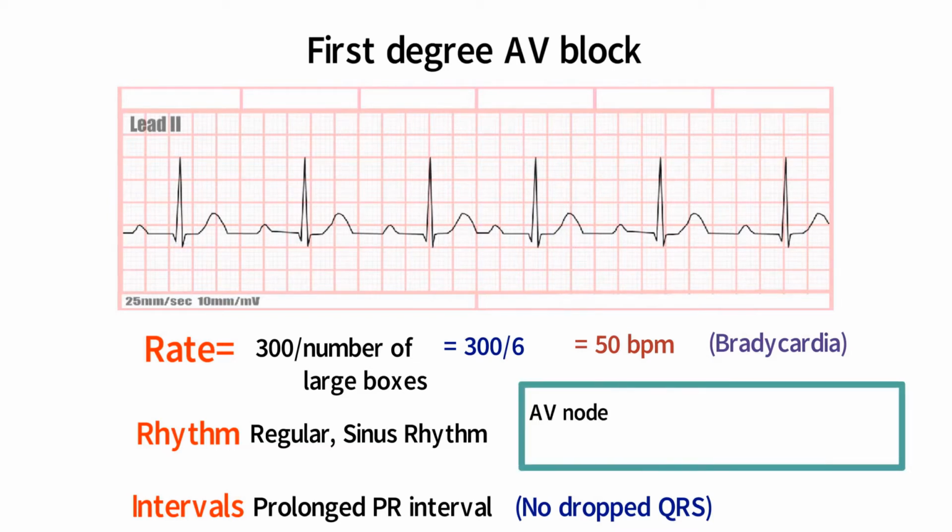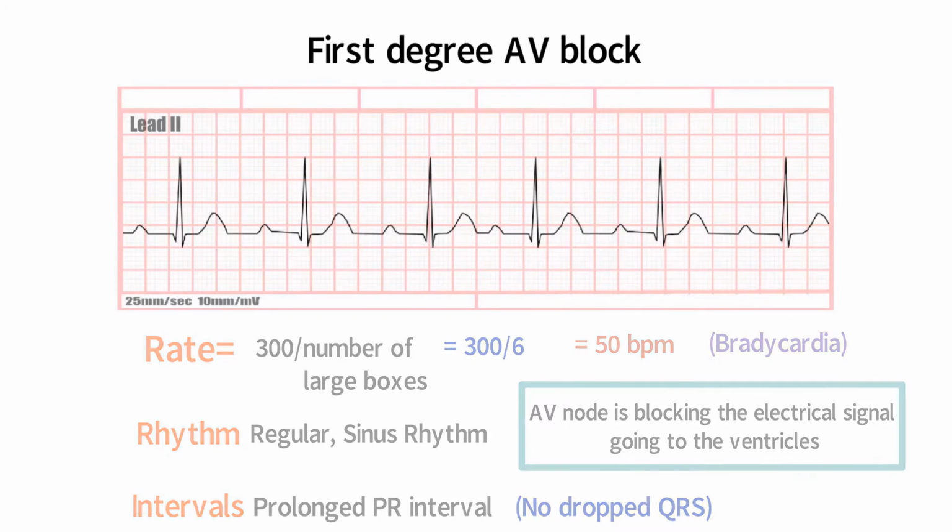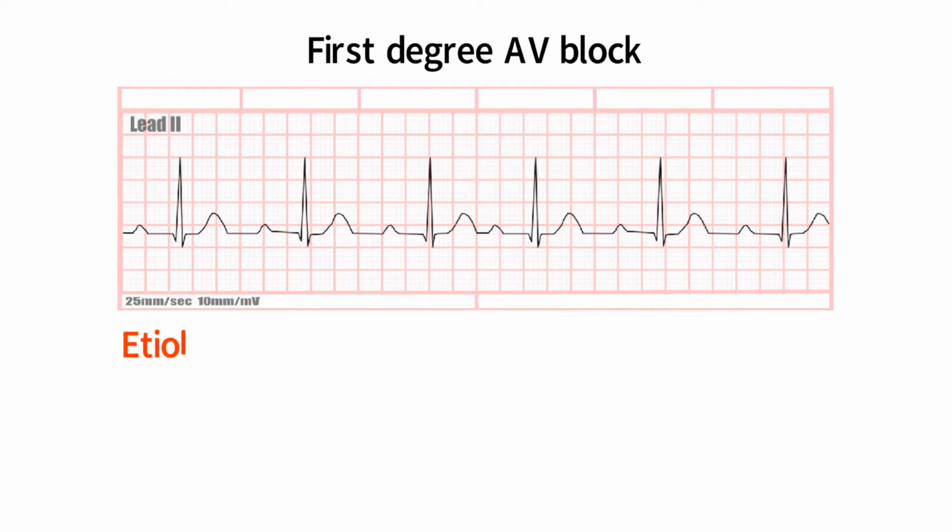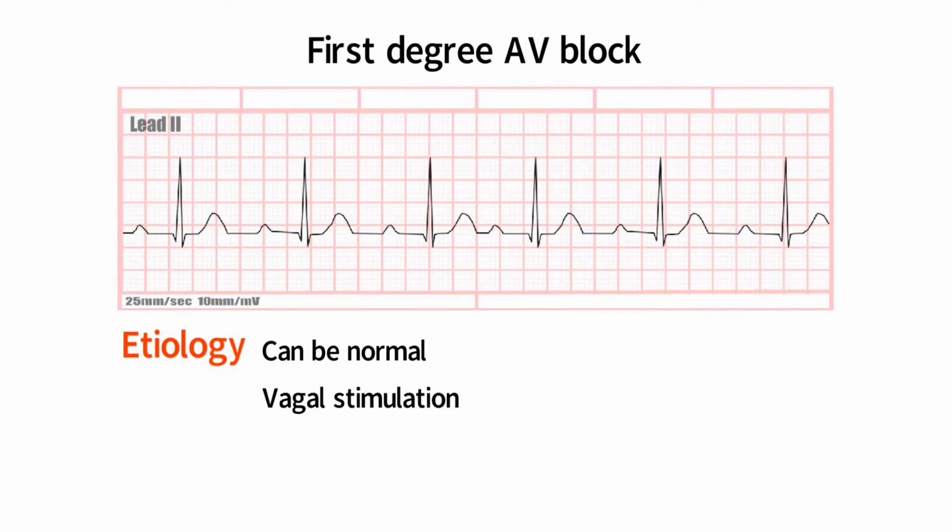It's because the AV node is blocking the electrical signal going to the ventricle, so the PR will be prolonged, because the PR is the time between the atrial depolarization and ventricular depolarization. So the ventricular depolarization will be delayed because the AV node is blocking signals from passing from the atrium to the ventricle. The etiology, this can be normal because also of vagal stimulation, like pressing on the carotids while shaving, and it can be due to medications like beta blockers or calcium channel blockers.